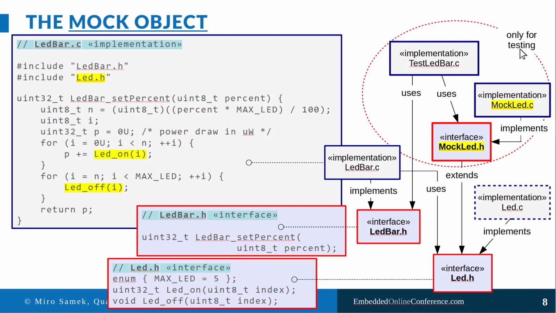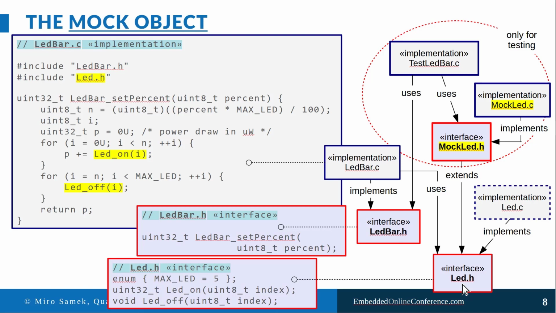Now you will need some code only for testing. Here you will have mockled.h header file, which will extend the led.h interface and provide additional functions just for managing the mock. You will also need the implementation file for the mock called mockled.c. The good news is that both mockled.h and mockled.c can be automatically generated just from the led.h interface. You'll see it in a minute.